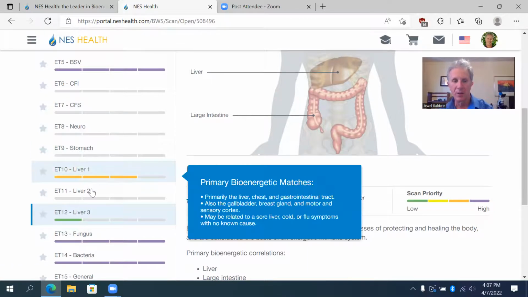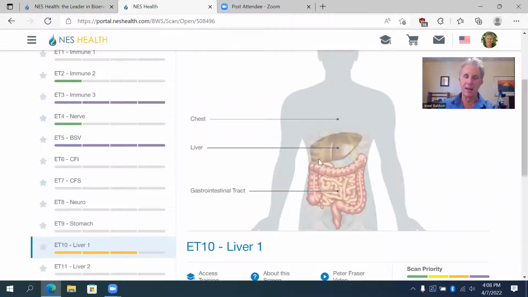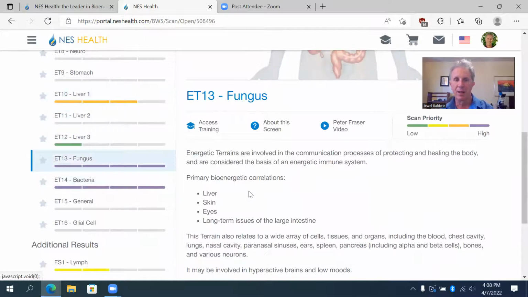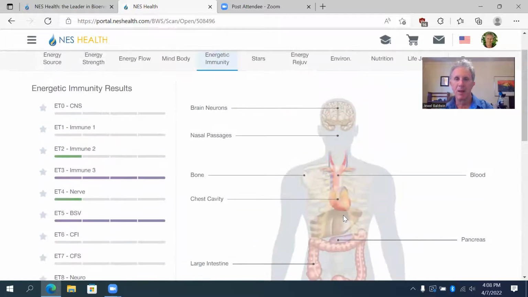And one of these, no, this didn't come up for me. This was orange. But liver and gastrointestinal tract is being healed here. So again, this is where the immune system needs to be activated to repair. There's a repair process going on when the ETs come up purple. So 3 liver. Fungus came up purple for me this time. So to give you an idea, these are the territories the fungal terrain covers, which includes the brain neurons, the nasal passages, the bone, chest cavity, pancreas, intestines.